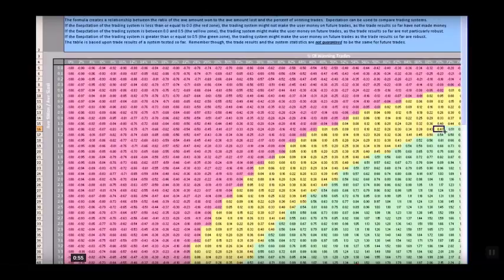A lot of times I'm asked the question, well, how do you know when it's time to ditch a system? How do you know if the system is just going through a tough patch or if it's actually falling apart and will continue to lose money?